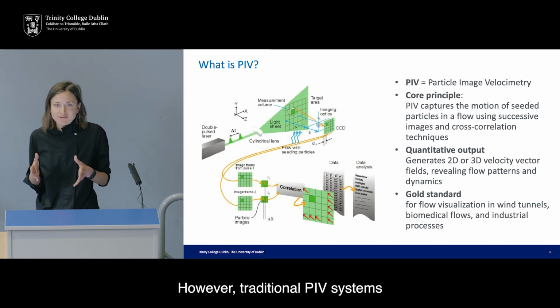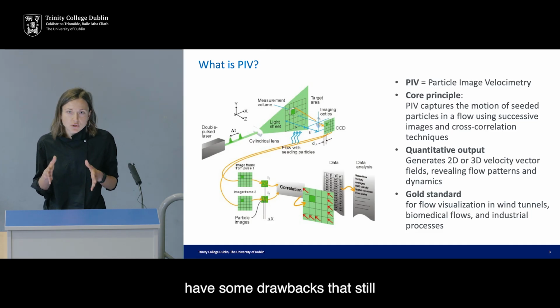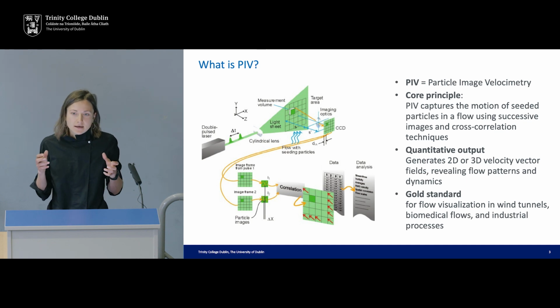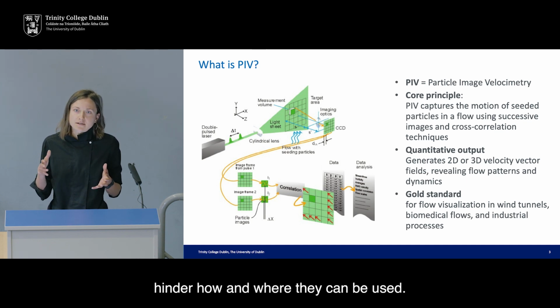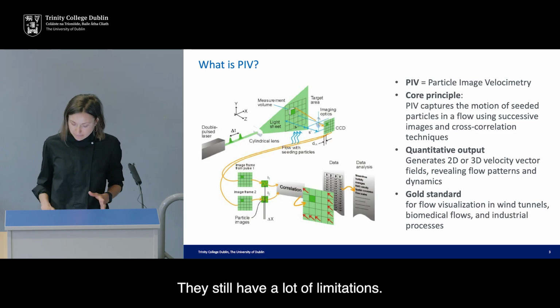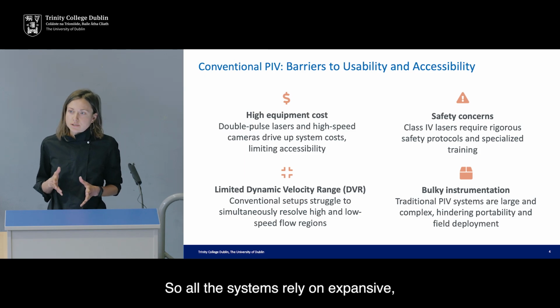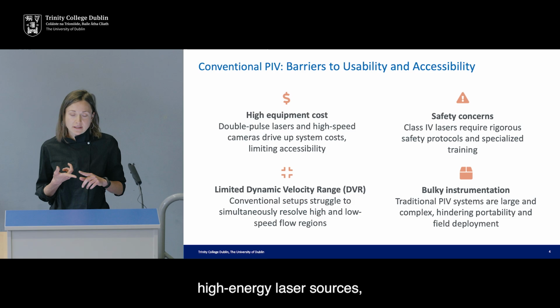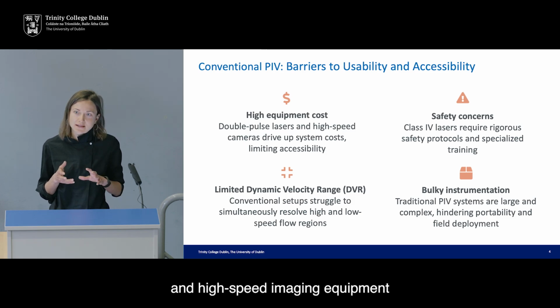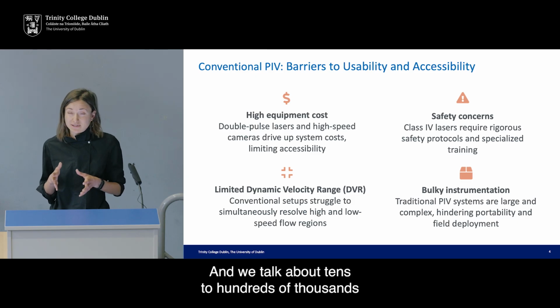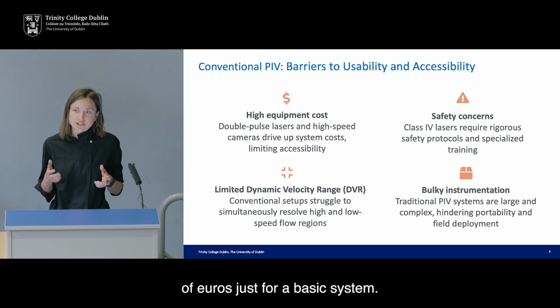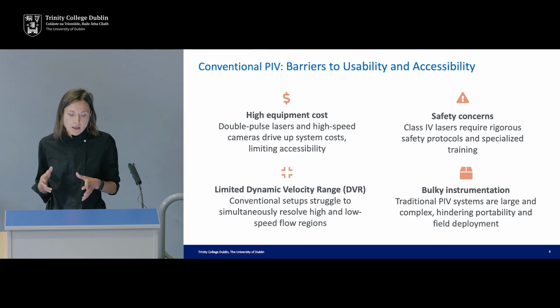However, traditional PIV systems have some drawbacks that still hinder how and where they can be used. They still have a lot of limitations. The major concern is cost. All the systems rely on expensive, high-energy laser sources and high-speed imaging equipment that is quite costly, and we talk about tens to hundreds of thousands of euros just for a basic system.